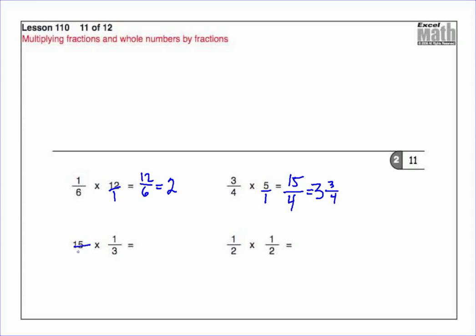Okay, on this one, you're going to put a 1 under here again, and that's 15/3. How many 3's are there in 15? 5, so the answer is 5. And here we have 1/2 times 1/2. 1 times 1 is 1. 2 times 2 is 4, so the answer is 1/4.